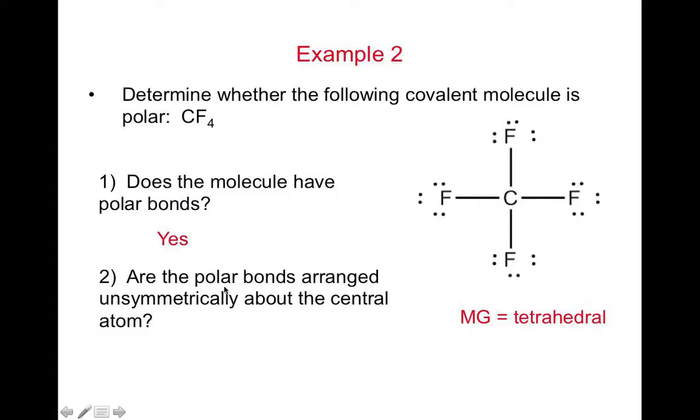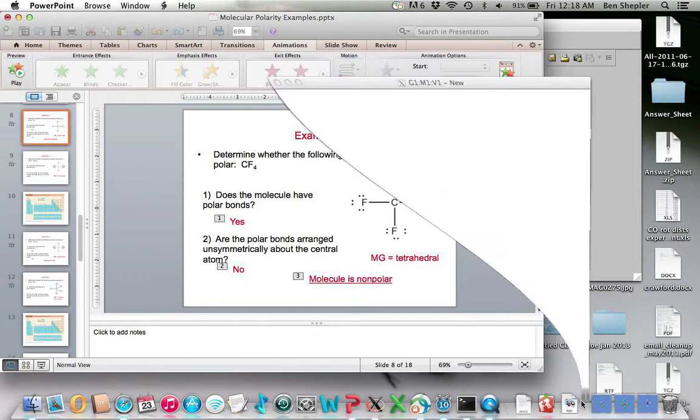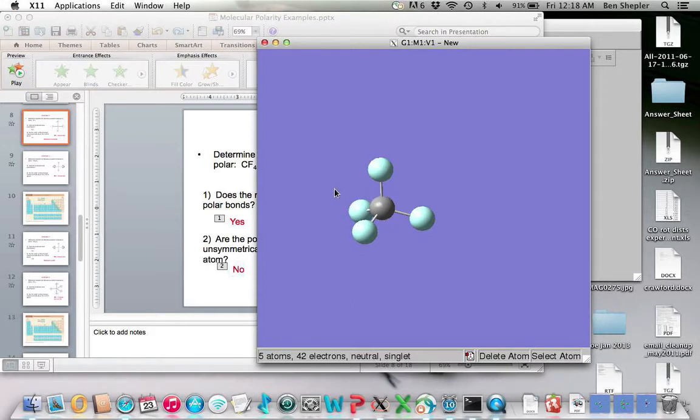Now the second criterion: are the polar bonds arranged unsymmetrically about the central atom? I actually want to look at a more accurate model of what this tetrahedral molecule will look like. If we come down here, this is what our CF4 would look like.